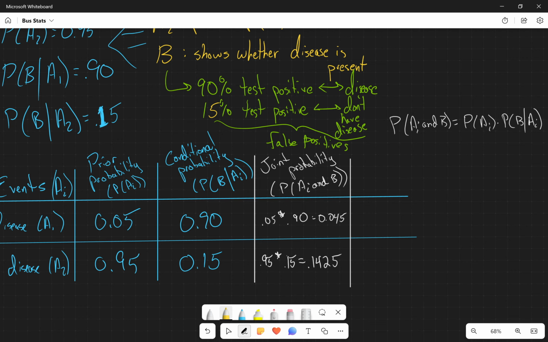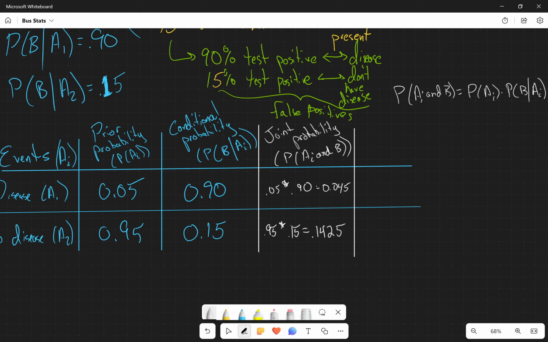And then our last part is we're going to figure out, okay, this is the joint probability of A and B happening. We're going to sum these two up, 0.045 plus 0.1425, which gives us 0.1875. And this is our probability of B. So just the probability of B not given anything.